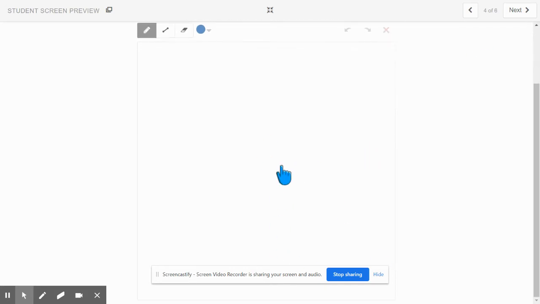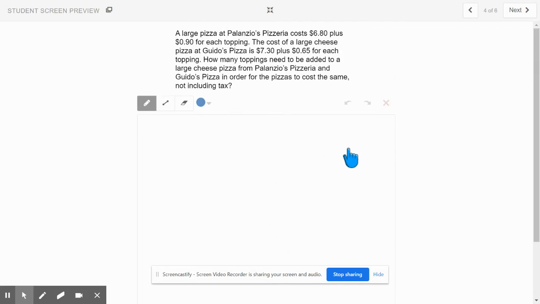I still want to see the work on the screen, okay? This one isn't too crazy. A large pizza at Palanzio's Pizzeria costs $6.80 plus 0.90 for each topping. The cost of a large cheese pizza at Guido's is $7.30 plus 65 cents for each topping. How many toppings need to be added to a large cheese pizza for Palanzio's Pizzeria and Guido's Pizza in order for the pizzas to cost the same, not including tax?